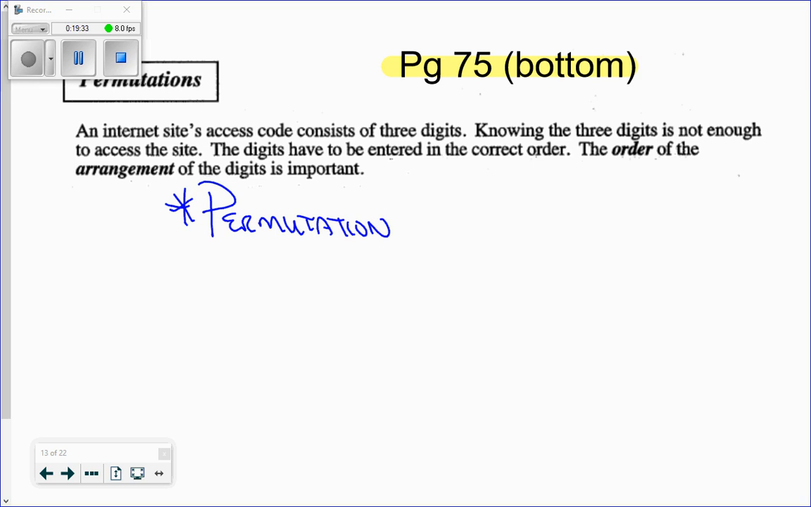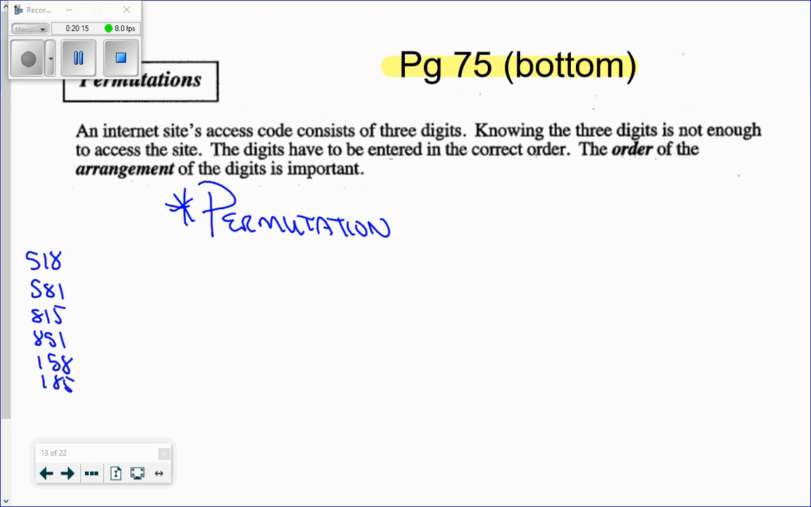So for example, if I said it's a 3-digit code, and the 3-digit code is 518. It's those 3 numbers. Do you understand it could be 518, 581, 815, 851, 158, 185. There's 6 different actual codes that it could be. Just knowing the numbers is not enough. You have to know what order to put the numbers in. So when order matters, it's a permutation.